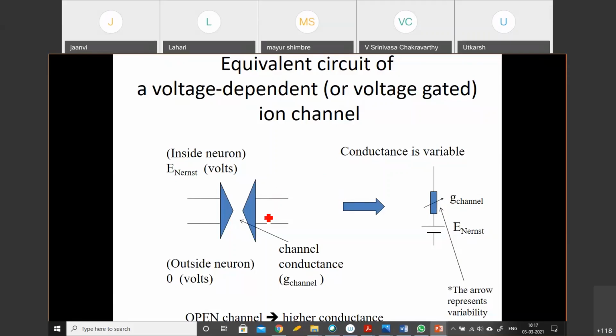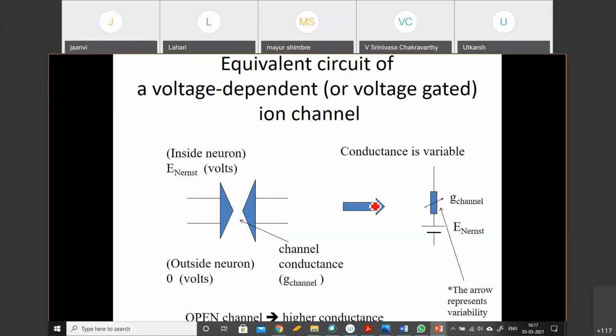So to indicate the fact that voltage dependent channels are variable, pictorially, you show that using this notation. You put an arrow cutting across the conductance. It means that conductance is variable. In our case, what it means is it denotes a voltage dependent channel.